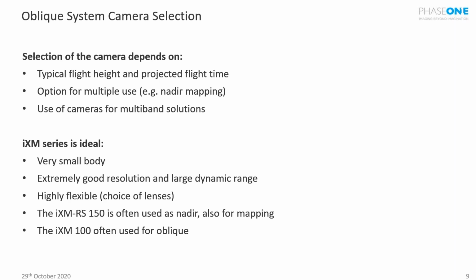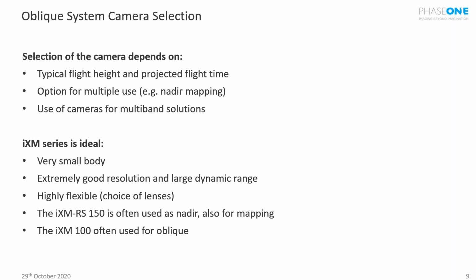Another consideration is how much work you have, and this will dictate which cameras you'll take, usually not for the nadir, but for the side views, whether you want to go for cameras with fewer megapixels that will be less expensive. You also want to consider options for multiple use, like whether you're going to do nadir mapping or not, and whether you need multi-band solutions, which means that you need another RGB camera and another near IR camera looking at the nadir.